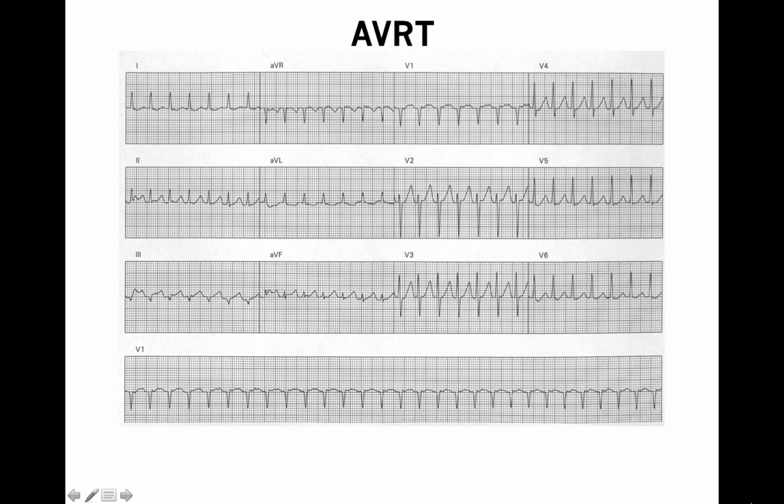And here's an example of atrioventricular reentrant tachycardia, where the person has an accessory pathway and they're in SVT. And once you interrupt this and stop it, you'll see that in sinus rhythm, they can have a delta wave and a very short PR interval, indicating that there's an accessory pathway present.